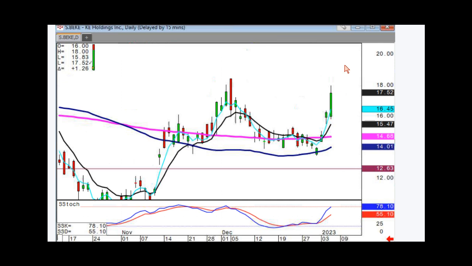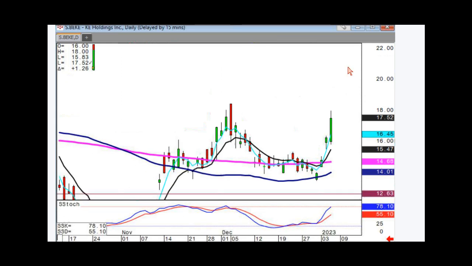Well, I bought the 20s and sold the 2250s for 11 cents with the idea that if it comes up here, that 11 cents now turns into $2.50. That's a decent rate of return.